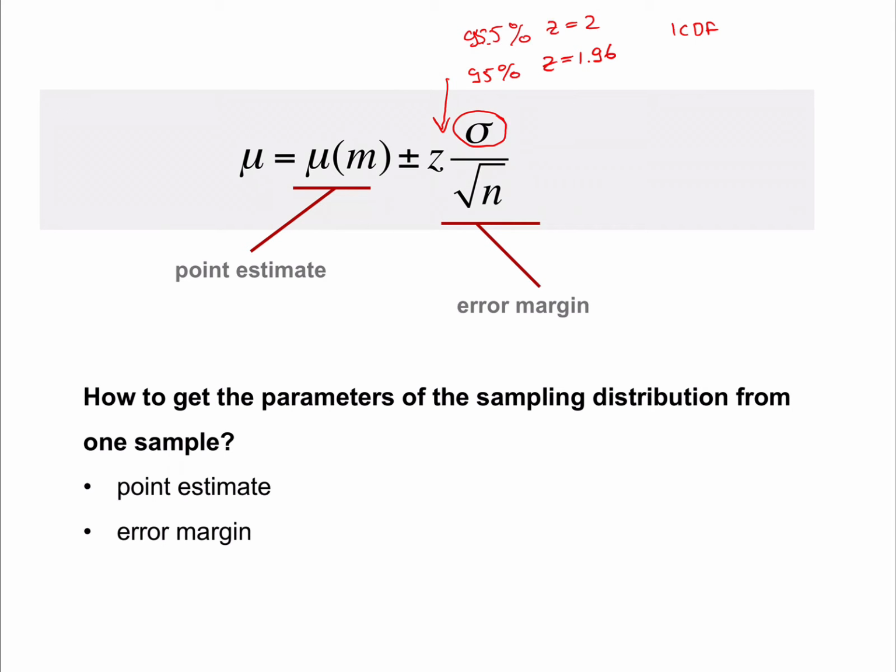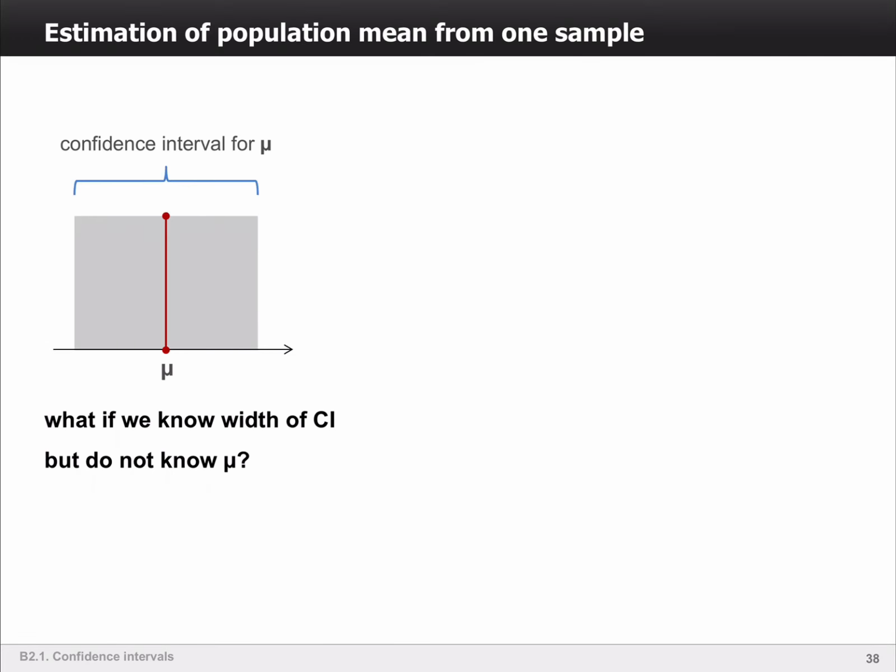We need to know sigma, and we need to know the average of the population, okay? So how to get rid of that? Well, let's start with the average, with the point estimate, okay? In fact, you don't need it. I'll show you why. So the intuition is the following.